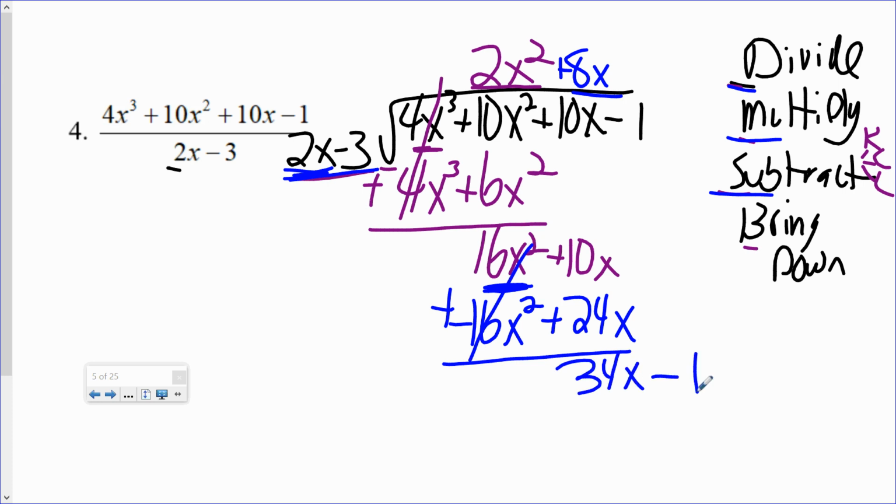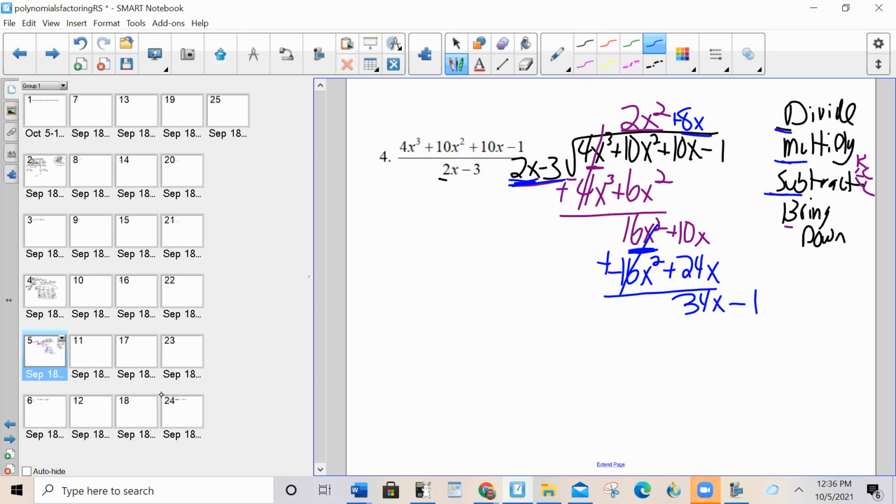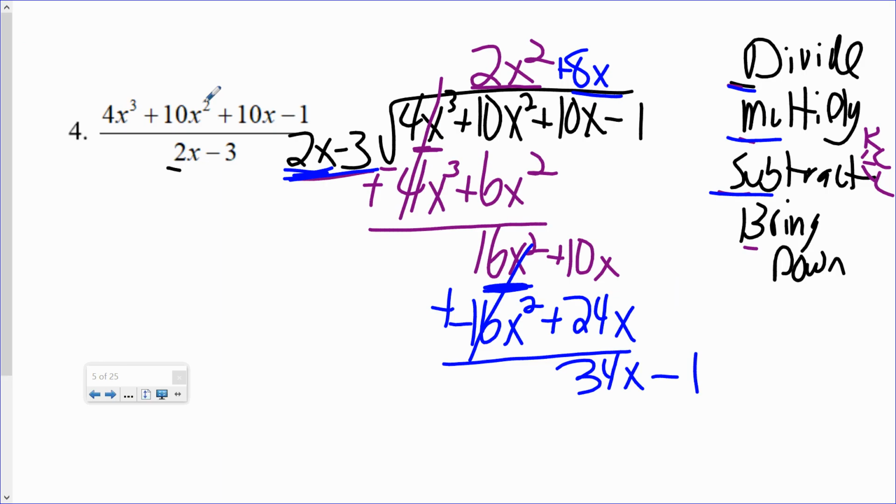Bring down. End of cycle. New cycle, back up to the top. Divide. First term by first term. 34x divided by 2x is 17.